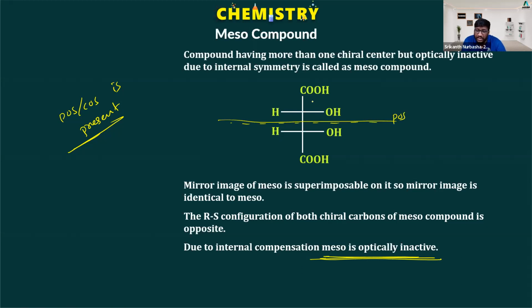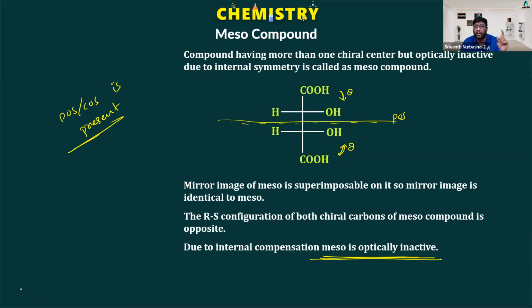Plane of symmetry present means this part of the molecule, if it rotates in the clockwise direction by theta, the other part rotates by the same angle but in the anti-clockwise direction, theta. So net rotation would be 0. So meso compounds are those compounds which have more than one chiral carbon and are optically inactive due to the presence of either plane of symmetry or center of symmetry.